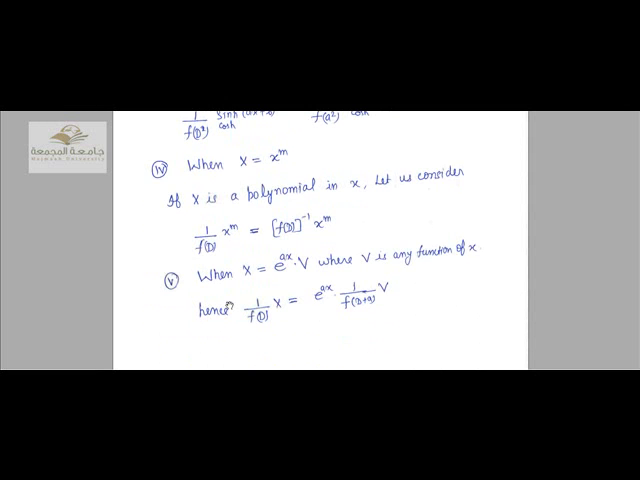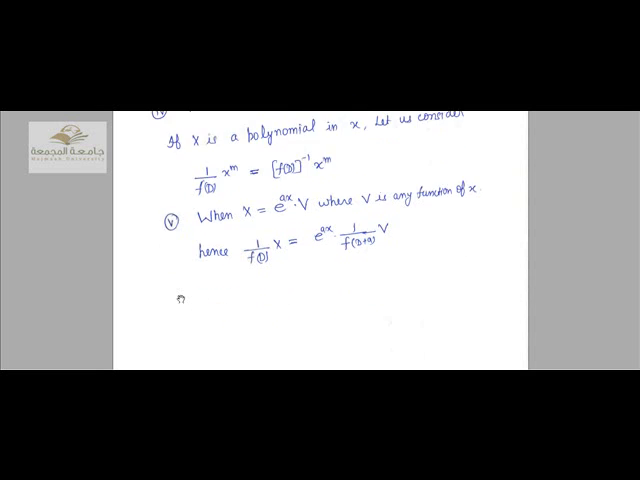Now the fourth one, when X = x^m. If capital X is a polynomial in x, then 1/f(D) x^m = [f(D)]^(−1) x^m. Fifth one, when capital X = e^(ax) · V, where V is any function of x, then 1/f(D) X = e^(ax) 1/f(D + a) V.